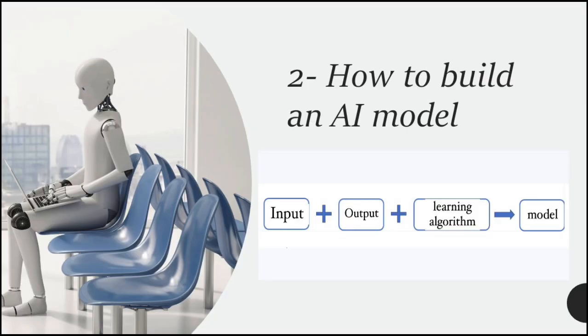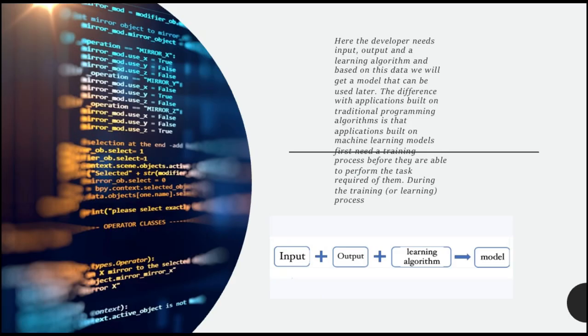Number 2. How to build an AI model. Given the widespread use of AI applications based on machine learning methods, we will limit our example in this video to an application that relies on a machine learning model to solve a specific problem. Here, the developer needs an input and output and a learning algorithm. Based on this data, we will obtain a model that can be used later.